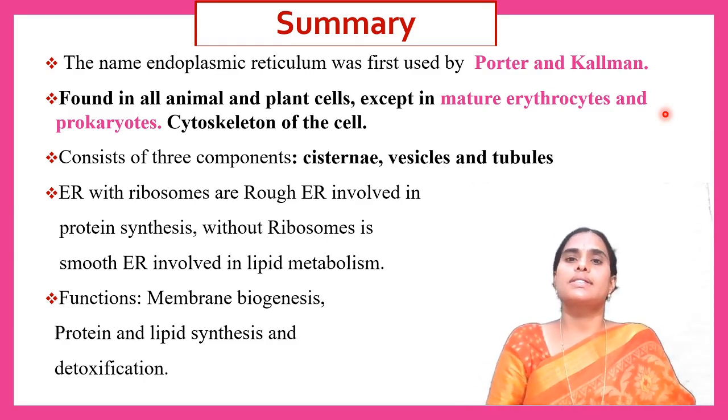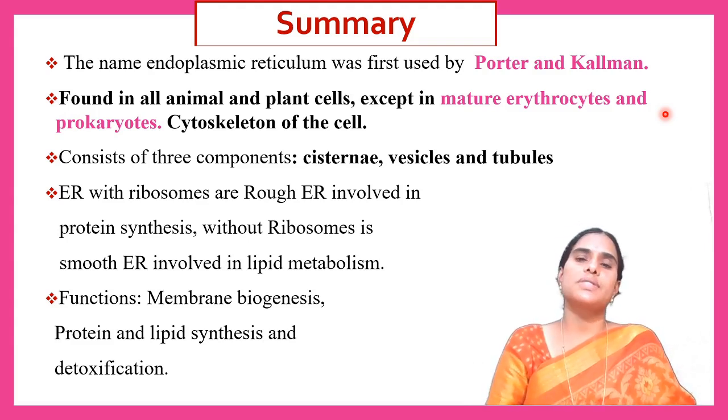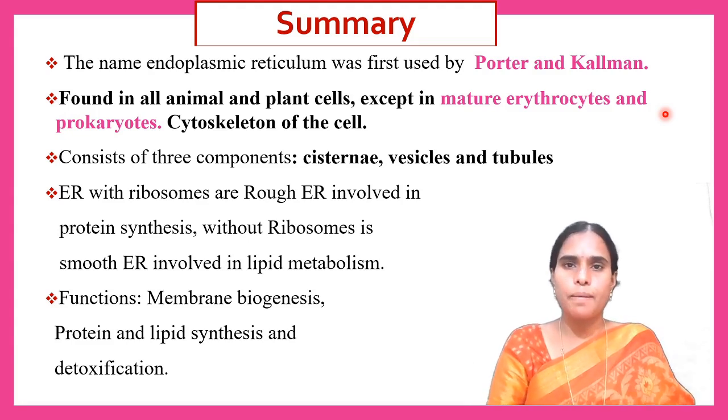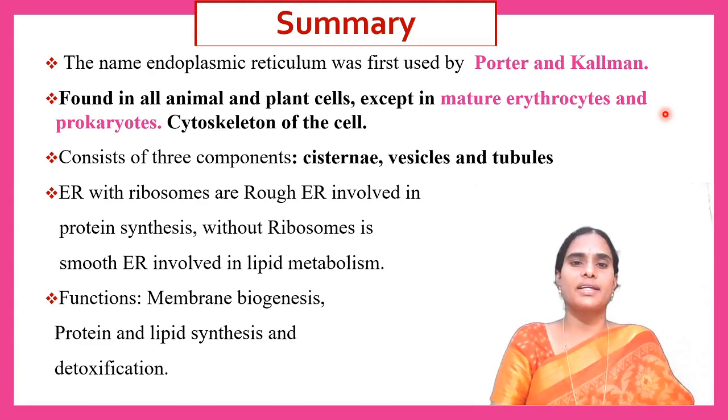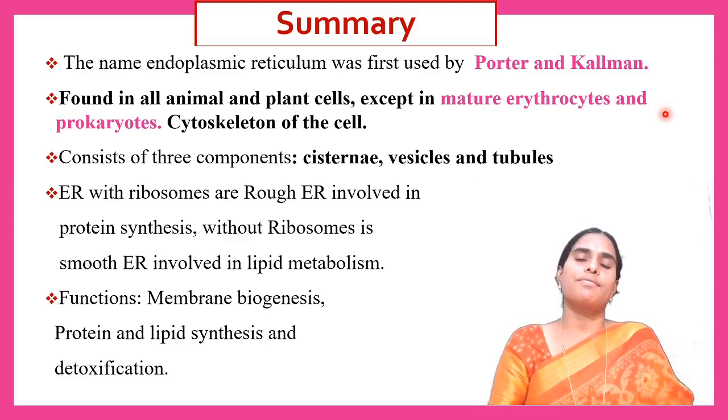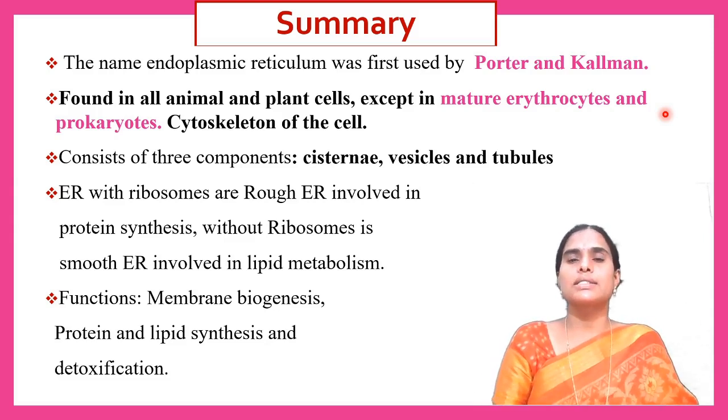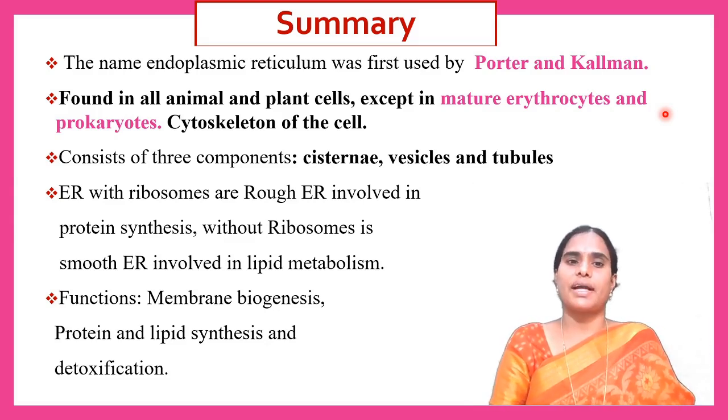Present in three forms: cisternae, vesicles, and tubules. The endoplasmic reticulum with ribosomes is called rough endoplasmic reticulum. It is involved in the synthesis of protein, so it is called the protein factory. The endoplasmic reticulum without ribosomes is called smooth endoplasmic reticulum. It is involved in the synthesis of lipids, so it is called the lipid factory.